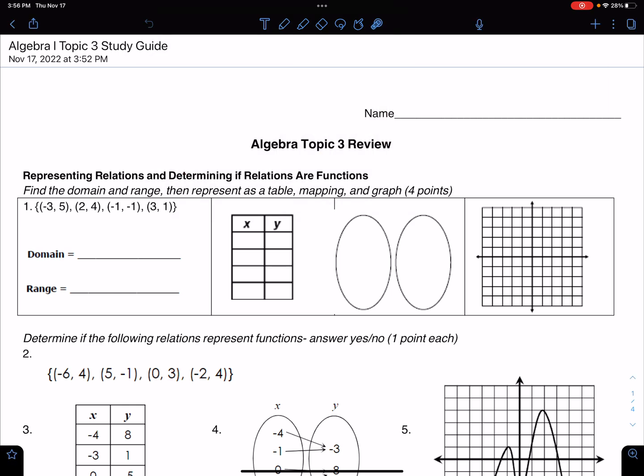We're talking about several things today. We have the unit test coming up soon. The first thing we're going to talk about is domain and range.